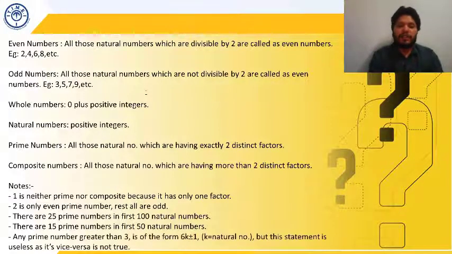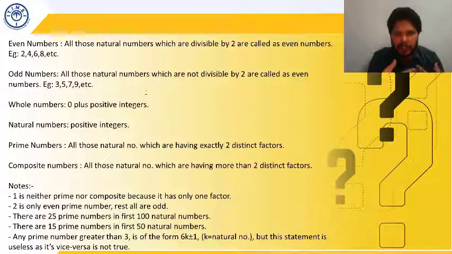Okay. Next, any prime number. How to identify whether a bigger number is prime or not? If I ask you, is 631 a prime? Is 899 a prime? So how to identify that? So there is an equation. Any prime number greater than 3 is of the form 6k plus minus 1, where k is a natural number. But this statement is useless as its vice versa is not true.